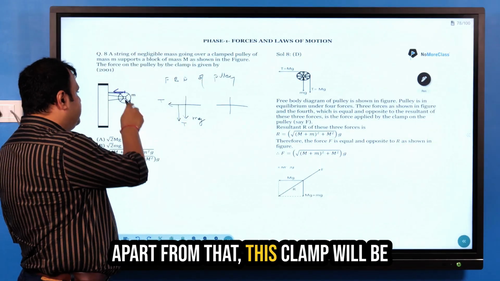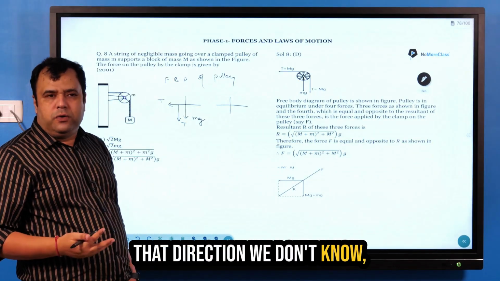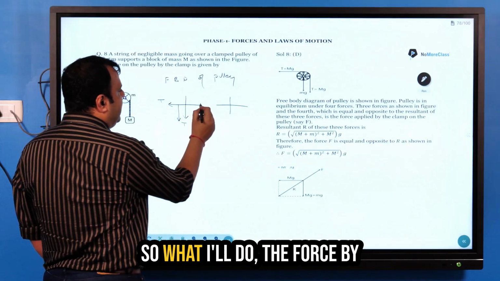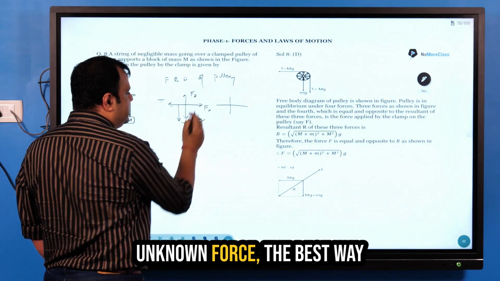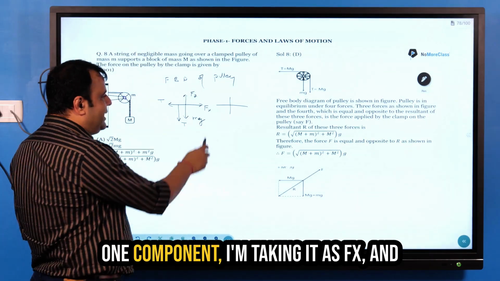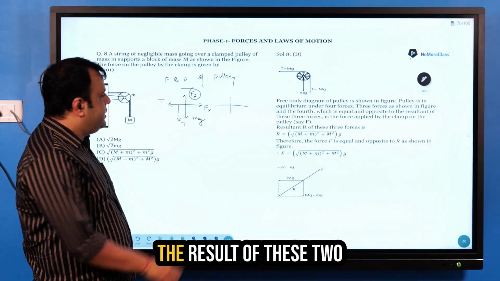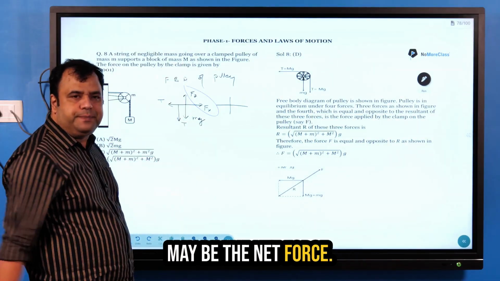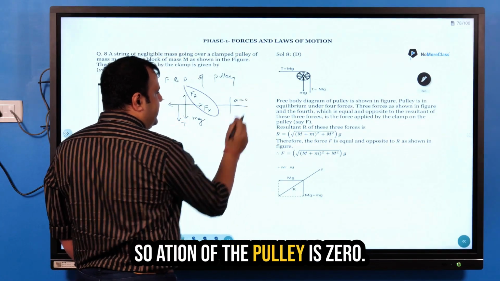Apart from that, this clamp will be applying a force onto the pulley. That direction we don't know. Since we don't know the direction, the force by the clamp, I'll take two components. Whenever there is an unknown force, the best way is to take two components. One component I'm taking as Fx and the second component as Fy. The resultant of these two will be the net force. Now the pulley is not going anywhere, so the acceleration of the pulley is 0.